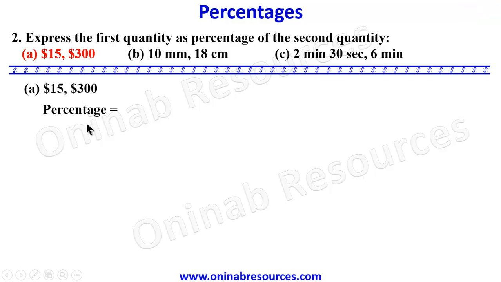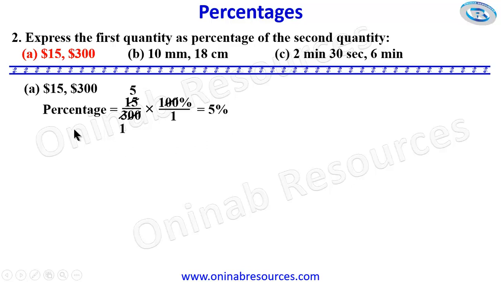So for the percentage now, it's going to be 15 over 300, then times 100% over 1. It's still the same thing as expressing one quantity as a fraction of another quantity. But in this case, since it is a percentage, we just multiply by 100%. Now, two zeros here go with this 20. Then 3 goes into 3 to give 1. 3 goes into 15 gives 5. So that we now have our answer as 5%.